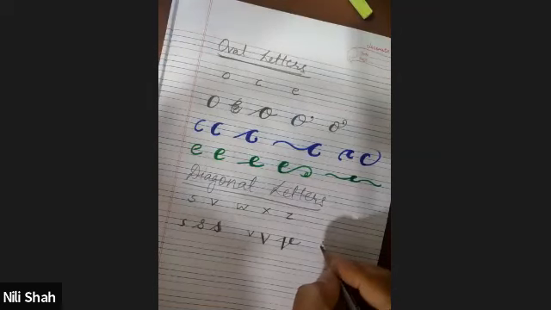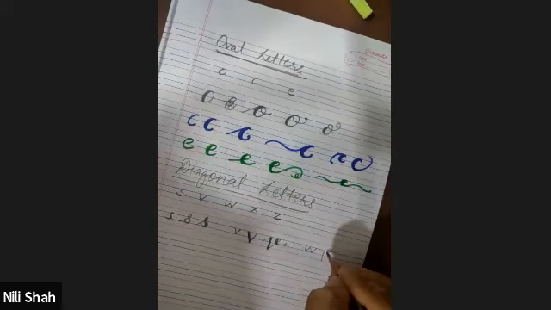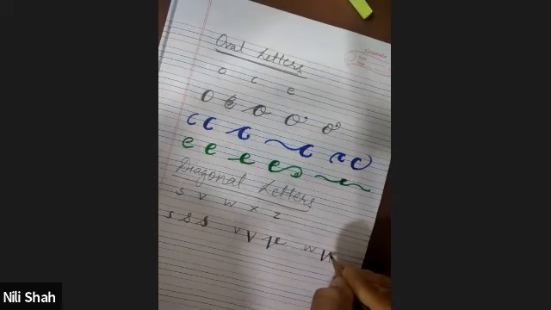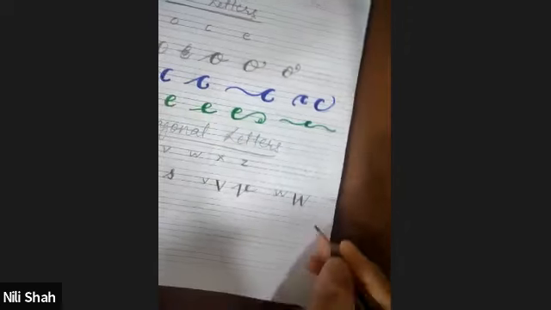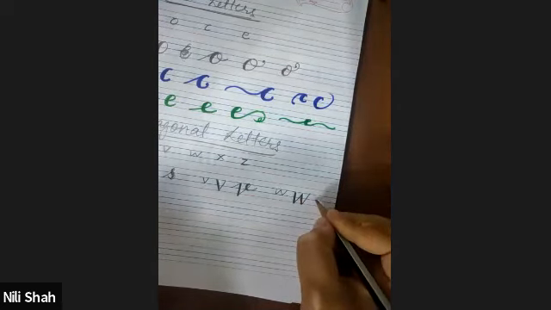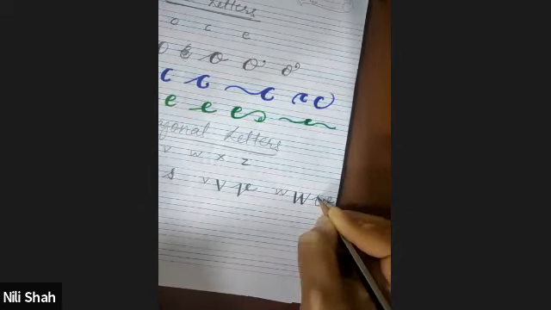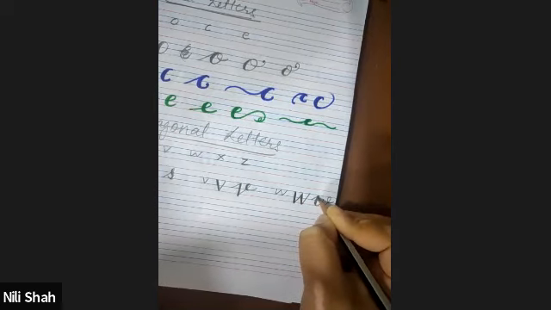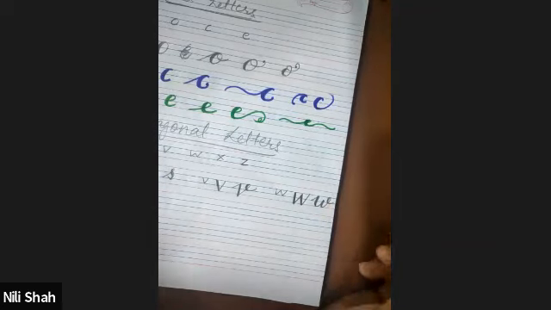Now, moving on to W. This is the downward line. We will add thickness. This is the upward line. This is again a downward line. We'll add thickness and then the upper line. Now, making the cursive one. Here, this is the downward stroke, this is the downward stroke, and this one is a downward stroke.